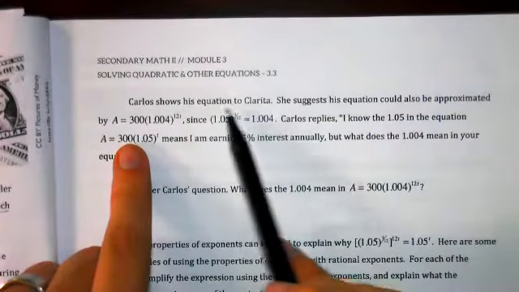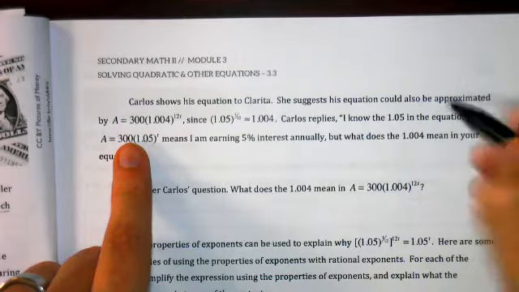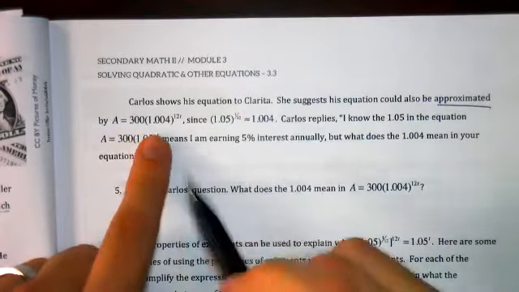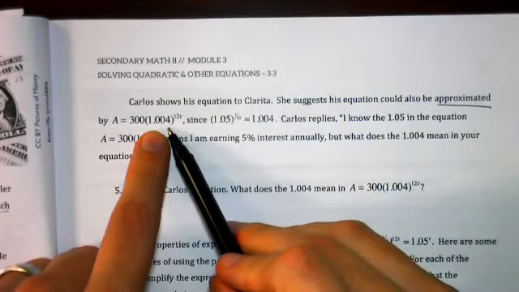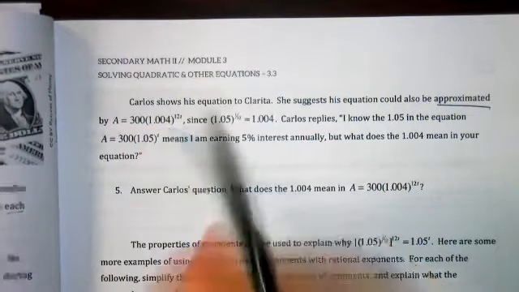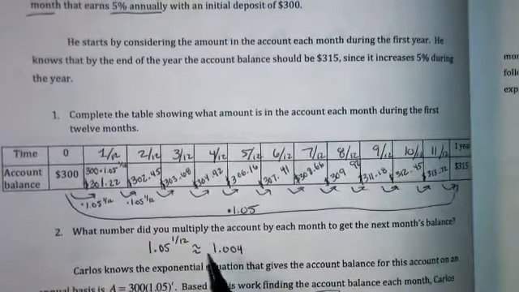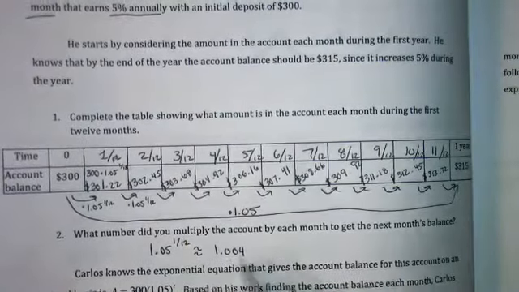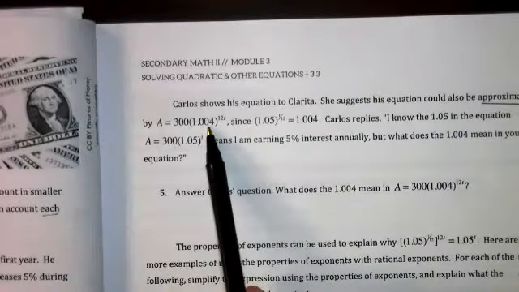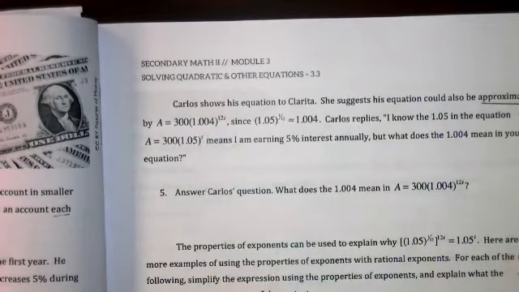Carlos shows his equation to Clarita. She suggests his equation could also be approximated by putting this instead. And recall that that was the approximation that we had as well. We basically said that 1.05 to the 1/12 is approximately 1.004. So what Clarita is doing is, instead of putting 1.05 to the 1/12, she's putting 1.004, which is an approximation.